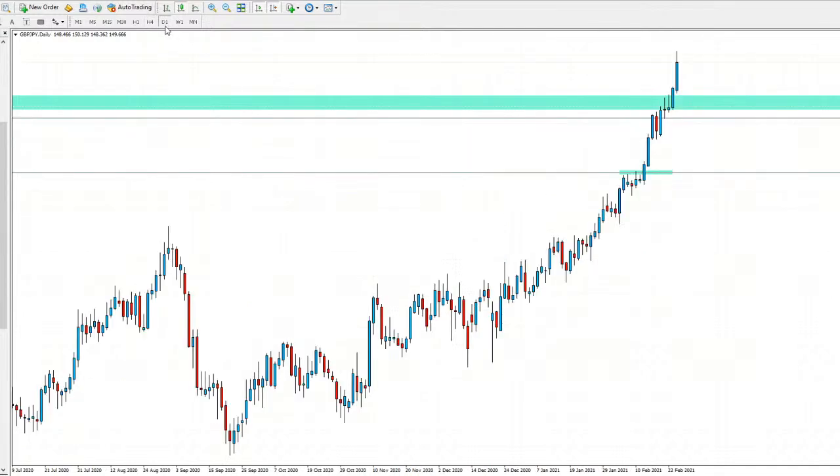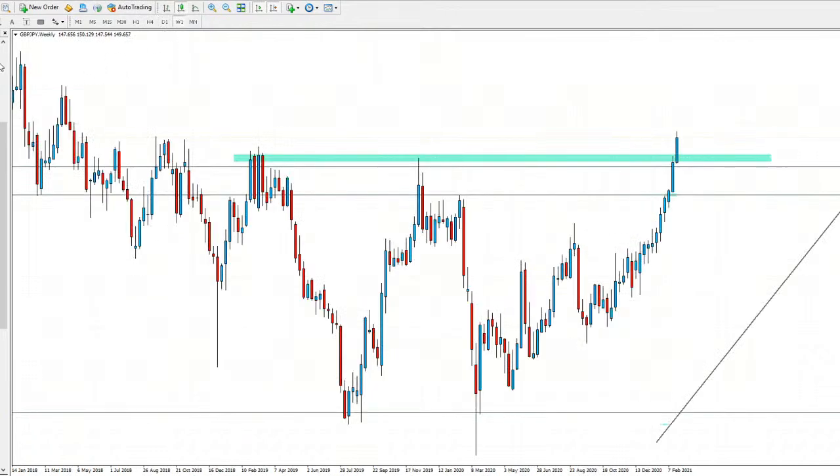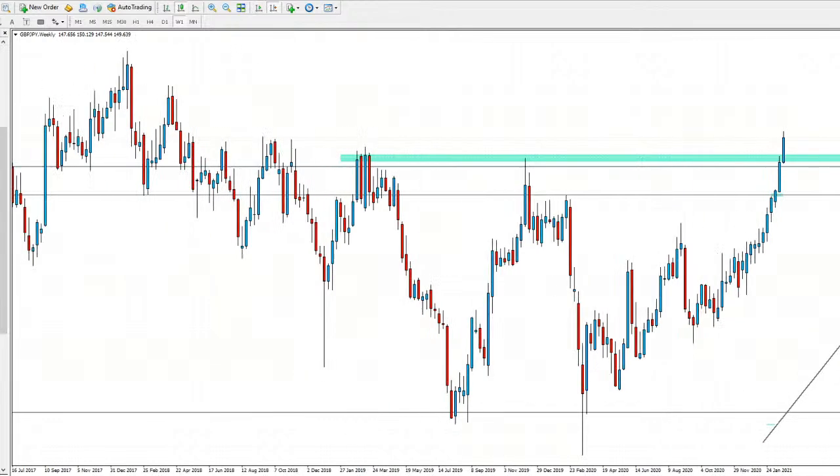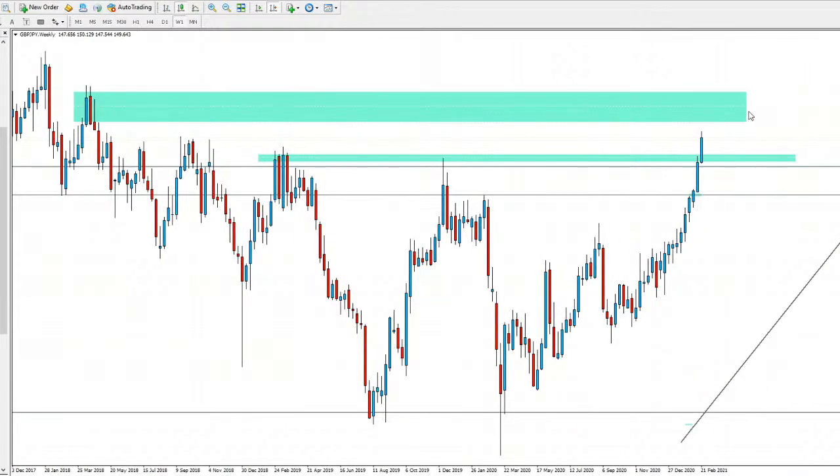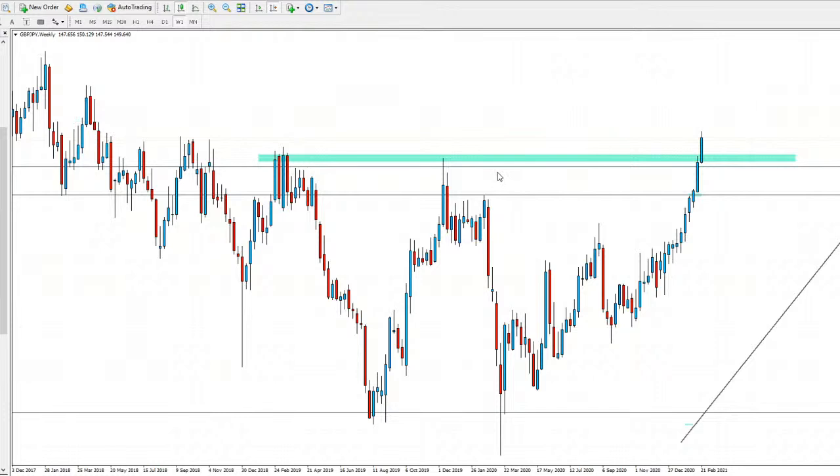Again, I don't expect the market to move too much higher, but I could be wrong here because of how bullish it has been so far. We do have this level around here of prior resistance that the market could tap into before coming back down, which is around 151, 152. But I do think we're probably going to see a bit of a bearish reaction here, just because of how extended we are on the higher time frame.